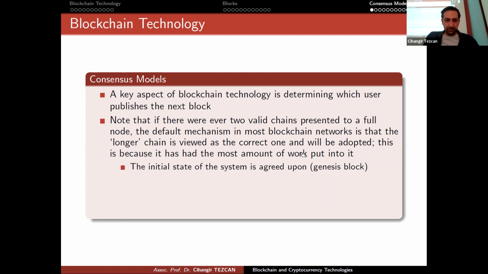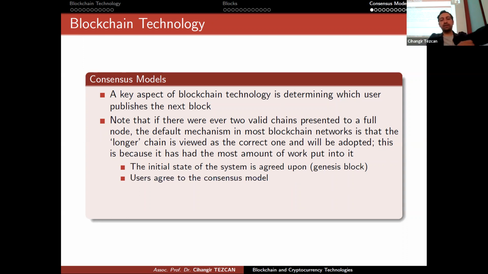So how does the consensus model work? The initial state of the system is agreed upon, the genesis block. For Bitcoin, the genesis block was created by Satoshi. It is hard-coded in the Bitcoin Core implementation, so you cannot change it.